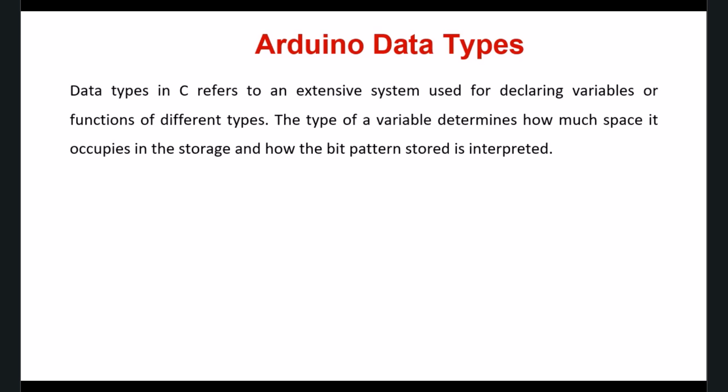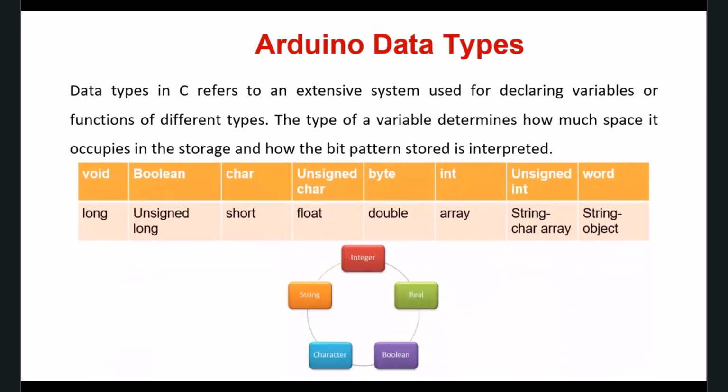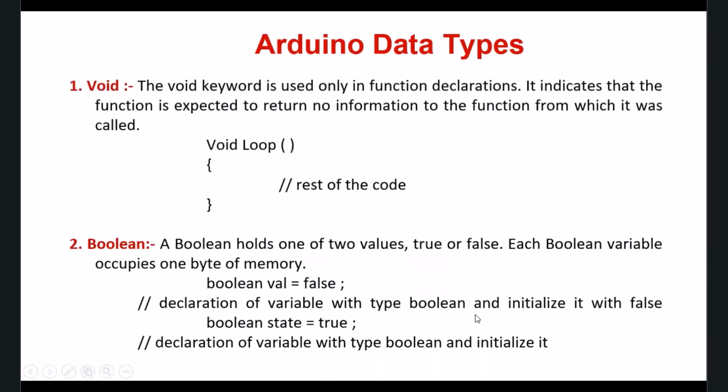There are many data types available in Arduino, and these data types are listed here. You can see different data types available on Arduino. These are void, boolean, char, unsigned char, byte, int, unsigned int, word, long, unsigned long, short, float, double, array, string character array, and string object. These are the data types which are available in Arduino. Now we'll learn about these data types one by one.